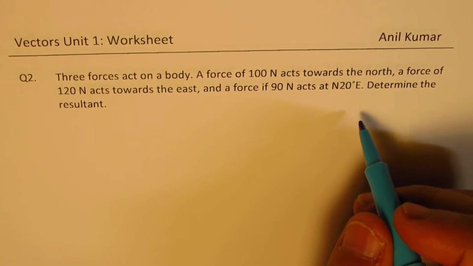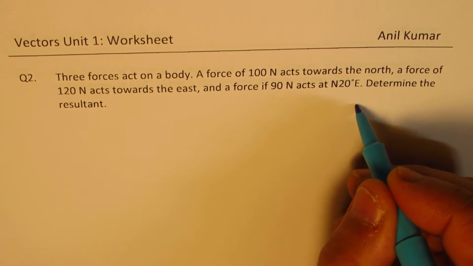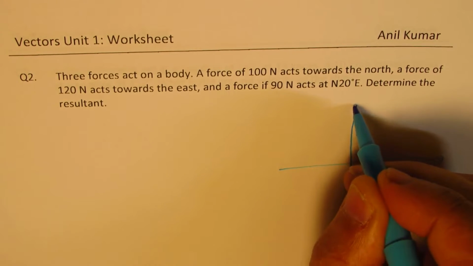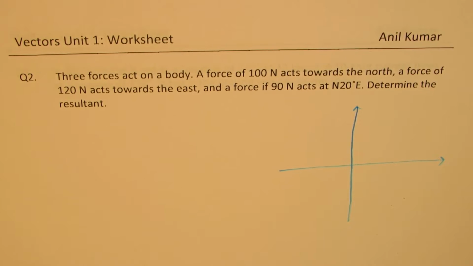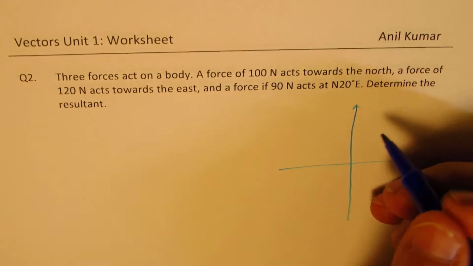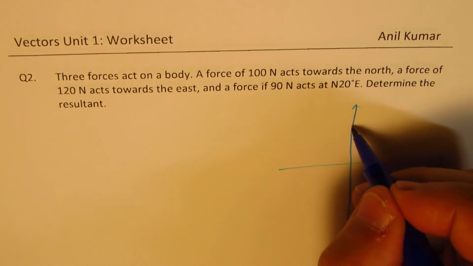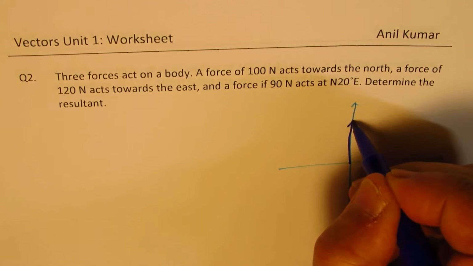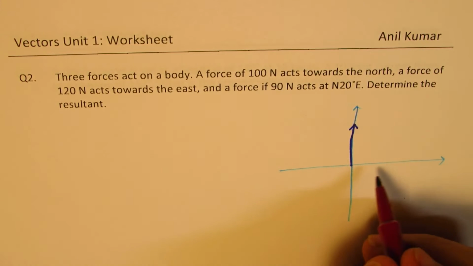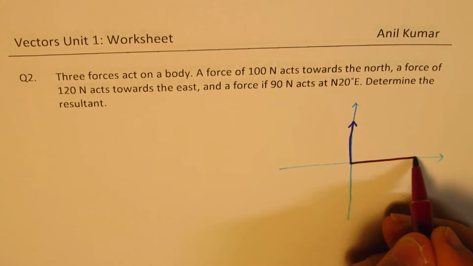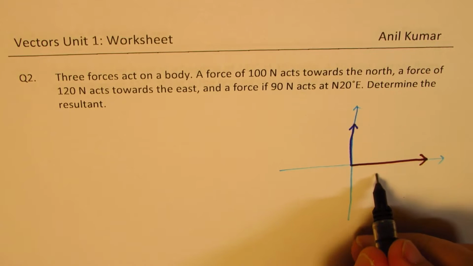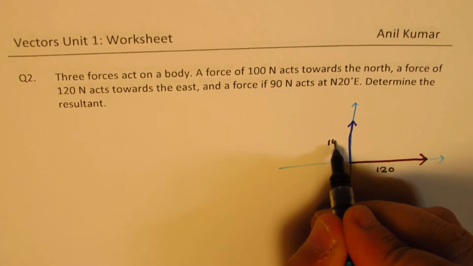So let's say that we have our forces. Let me draw a coordinate plane here representing east, west, north, and south. And on this, we are going to plot the forces. A force of 100 newtons, right, is acting towards the north. Let's say this is north, 100 newtons. Okay. 120 newtons east. So slightly longer than 100. So that makes it 120, and that is 100.